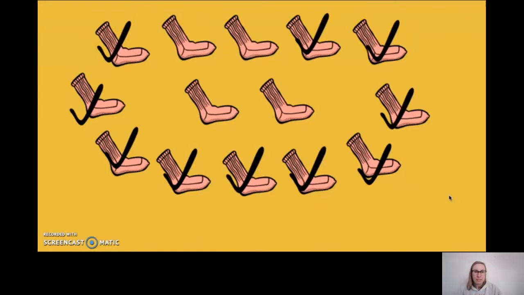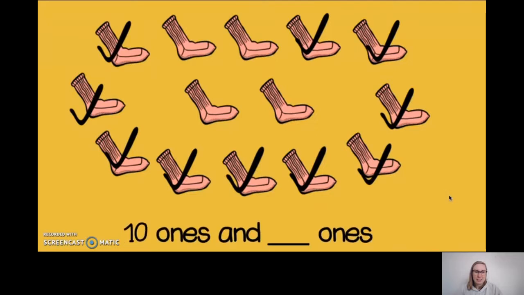Wait, what? I'm not done? Why not? Can't I just say there were 10 pink socks? No, there's more than 10, right? All right, you're so smart. Let's use our good describing sentence. 10 ones and blank ones. I know the ones that were in the group of 10 I checked off. How many ones were left over that I didn't check off?